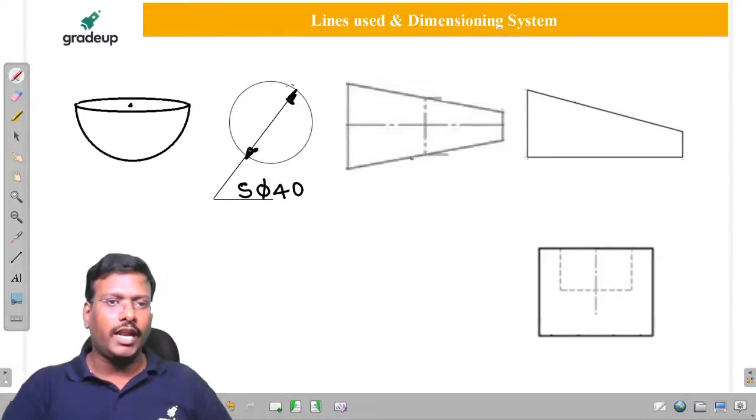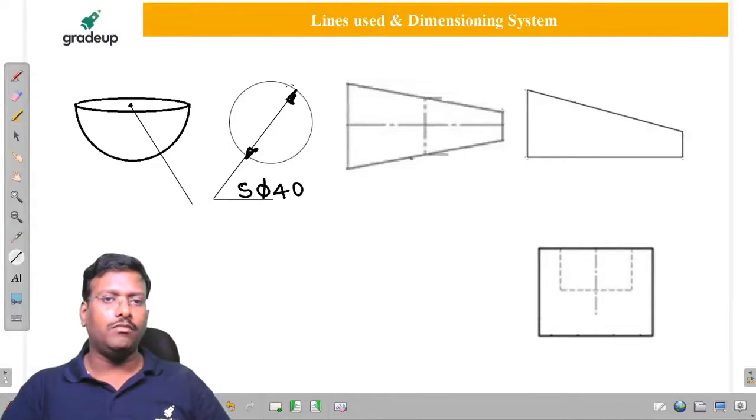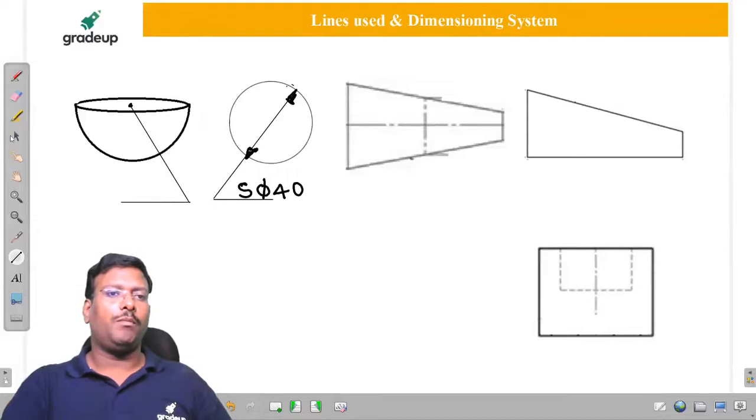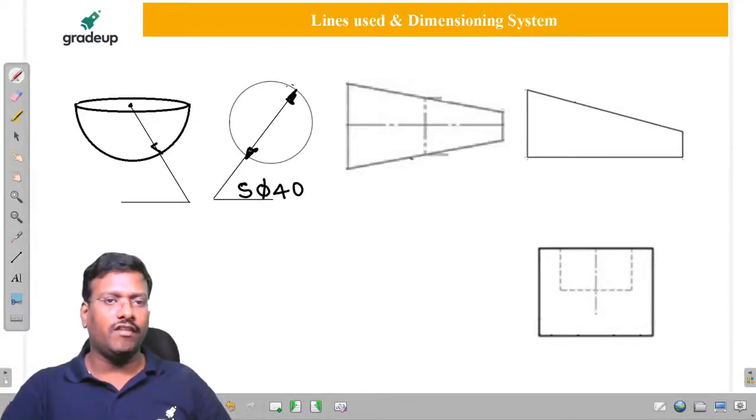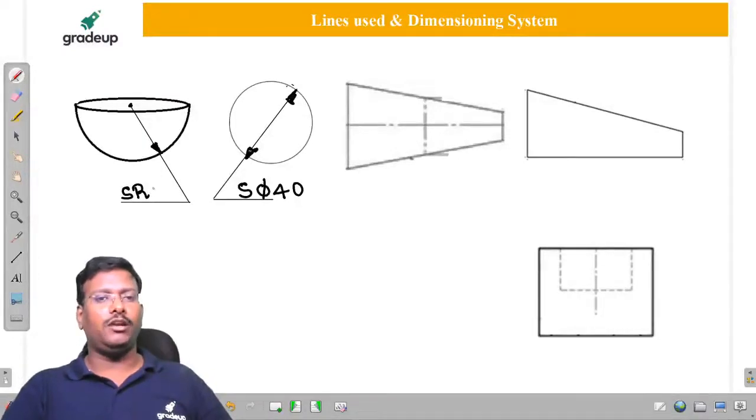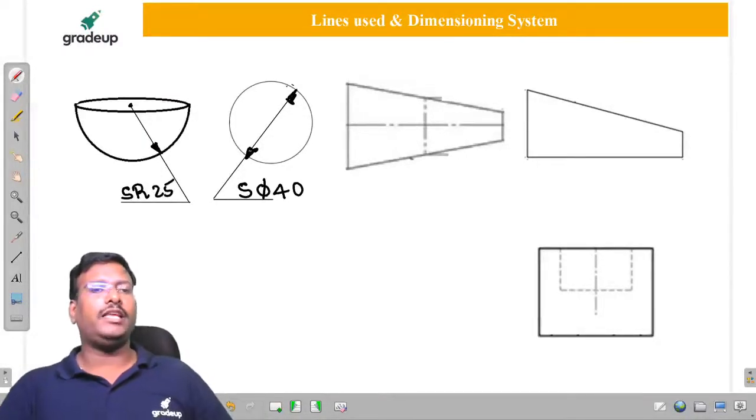Sir, we have to locate the center and then we have to draw the radial line. And then it is a horizontal line for a dimension. But we have to give the arrowhead on the circumference of the curvature. And we have to give it as an S for spherical radius. If you write S, the meaning is the spherical radius is going to be 25. Like this you have to give.